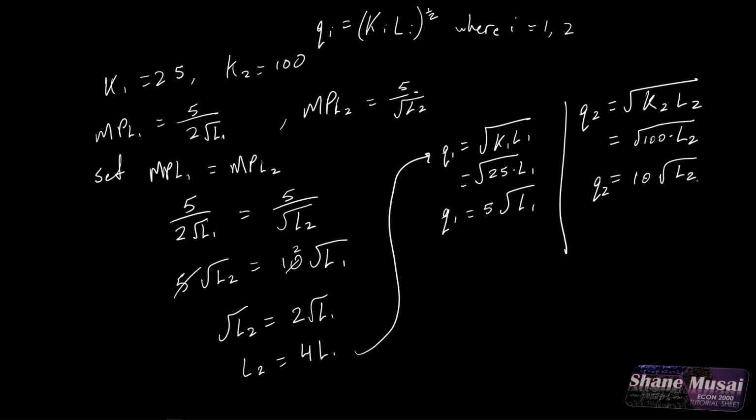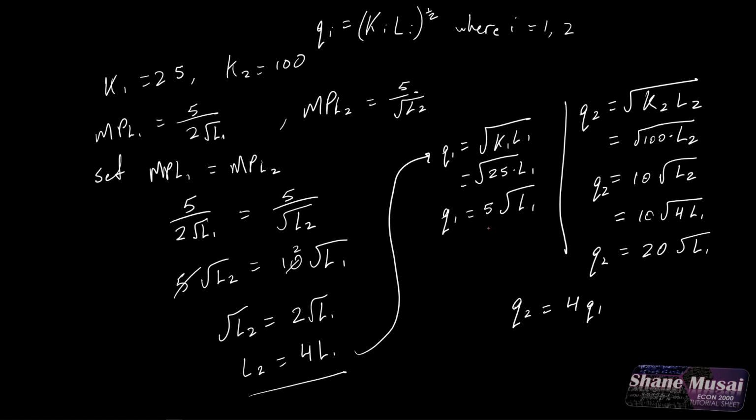But we know that L2 is equal to 4 L1. Therefore, Q2 is equal to 10 times the square root of 4 L1. Therefore, Q2 is equal to 20 times the square root of L1. Now, if we compare Q2 to Q1, we would see that Q2 is 4 times of Q1. So Q2 is equal to 4 Q1. Because Q2 is 20 times the square root of L1 and Q1 is 5 times the square root of L1, so Q2 is 4 times larger.